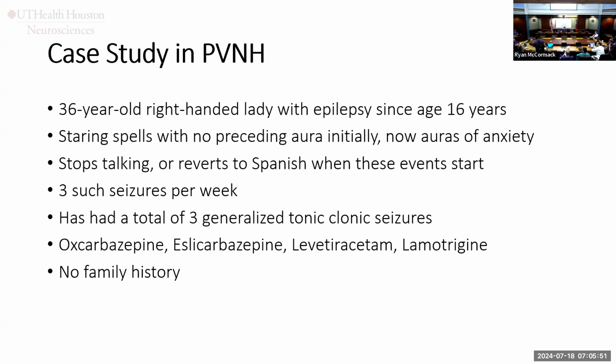So, like all epilepsy talks, we're going to have a patient that we're going to be talking about here. This is a 36-year-old right-handed lady with onset of her epilepsy at age 16. Her seizures consist of staring spells with no preceding aura initially. Now she has anxiety before this. Usually she stops talking or reverts to Spanish when these happen. She has several seizures per week and has failed many different anti-epileptic medications.